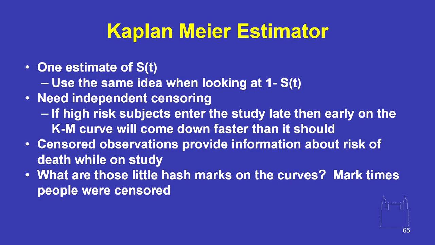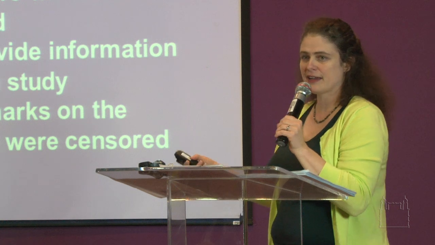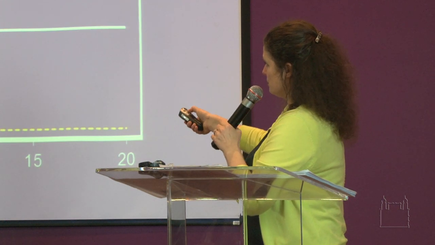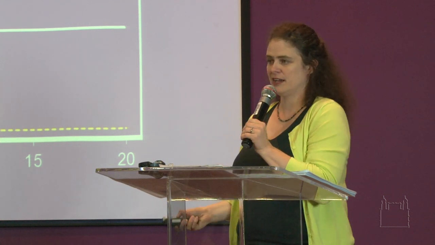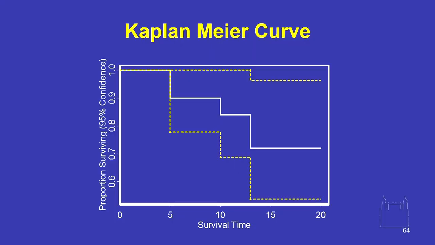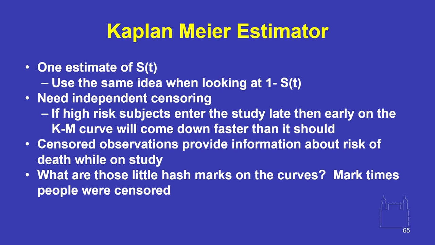So what is this Kaplan-Meier estimator? It is one estimate of the survival. You need independent censoring. So if I have high-risk subjects entering my study late, this curve is going to go down faster than it should, because I'm only going to have early information on them. So it's going to drop faster than I wanted it to, or than it should in truth. Censored observations provide information while they're on study. This is nice. You get as much data as you can. You use all of the data that you get. And if you ever see little hash marks, that's the time that people were censored.